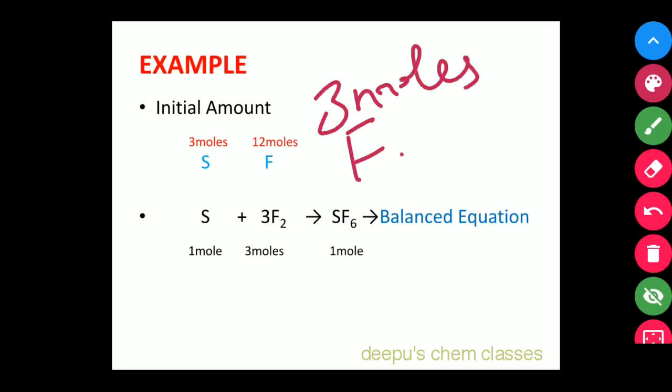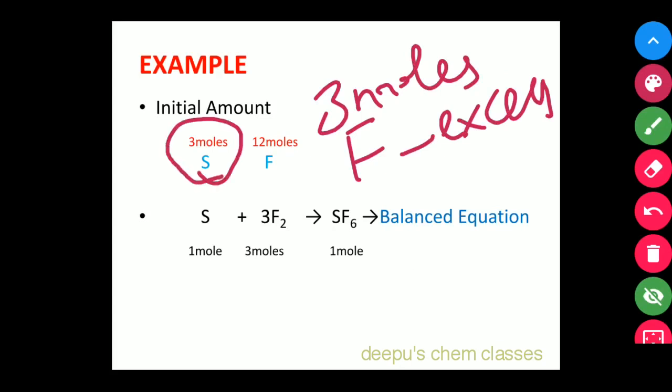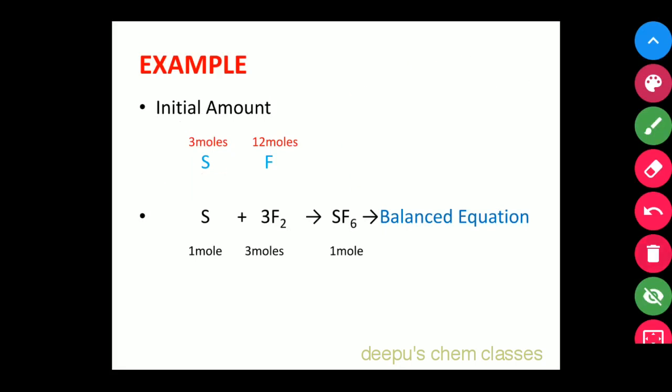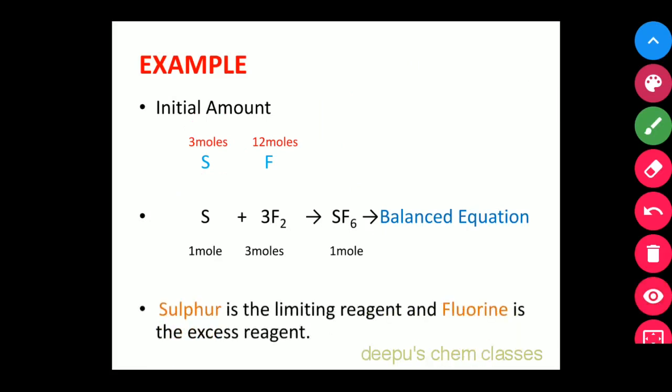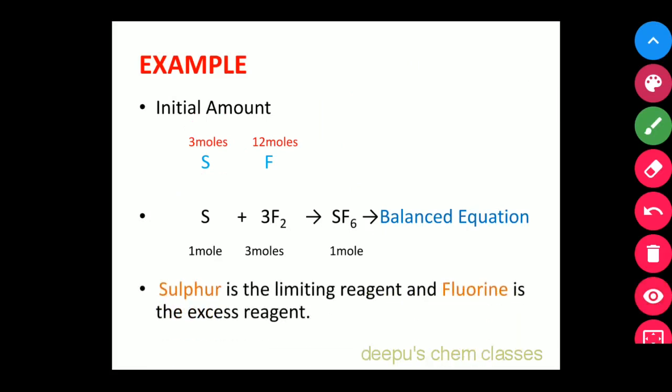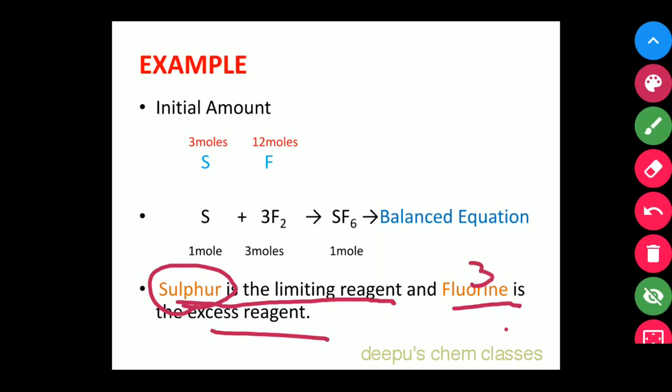Okay, present in excess. So fluorine is the excess reagent, and the one which is completely consumed, that is nothing but sulfur, which is called the limiting reagent. According to this concept, sulfur is considered to be the limiting reagent since it is completely consumed, and fluorine remains in excess. 3 moles of fluorine is remaining in excess, so it is called the excess reagent.